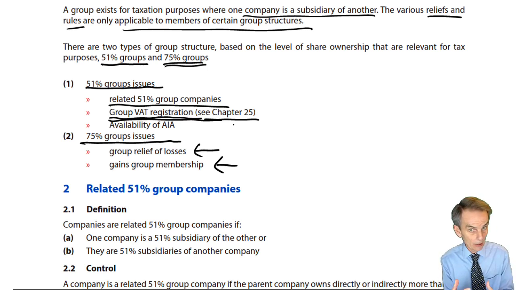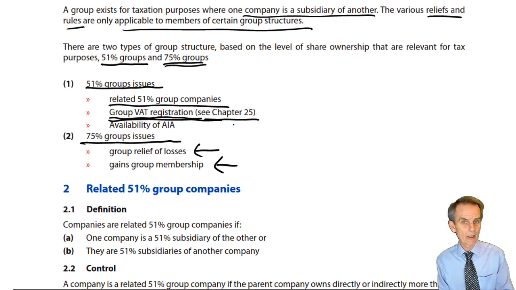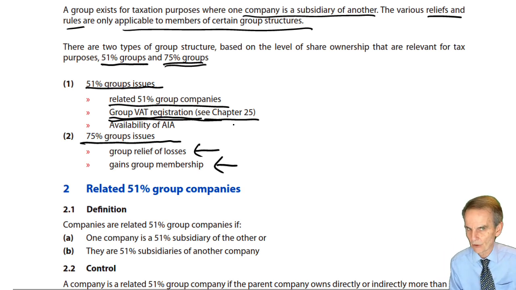If they're entitled, as they would be here in most circumstances, the detail is in chapter 25, to be in a group VAT registration, then that would mean we could have 1 group VAT return. Clearly that sounds a whole lot better in administrative terms as well. But that's chapter 25. Well, a little bit of chapter 25.